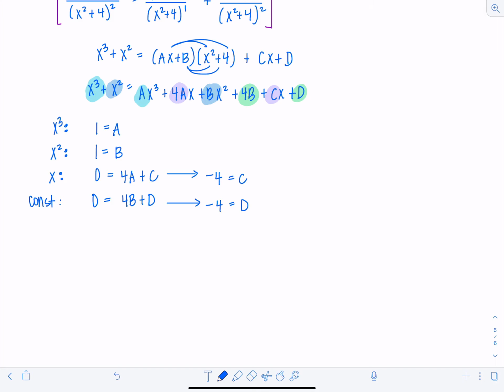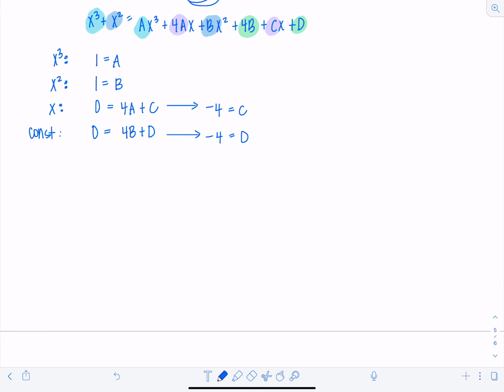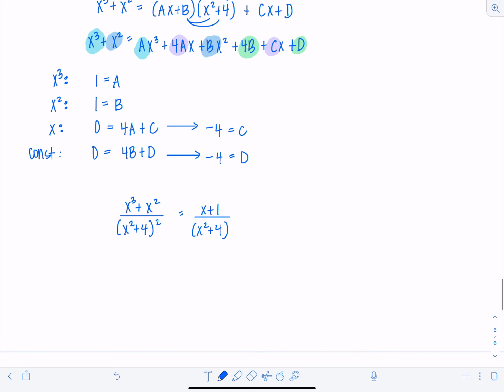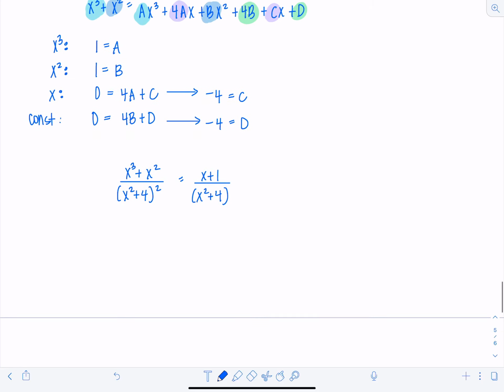So we're done. We didn't have like a crazy system of equations to solve. And now I'm ready to put it all together. So I have x cubed plus x squared over x squared plus 4 squared equals x plus 1 over x squared plus 4 to the first, right? That was a plus b, ax plus b. And then I have plus cx plus d. So plus -4x minus 4 over x squared plus 4 squared.